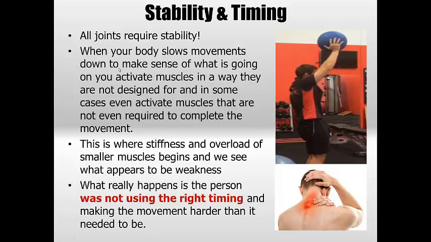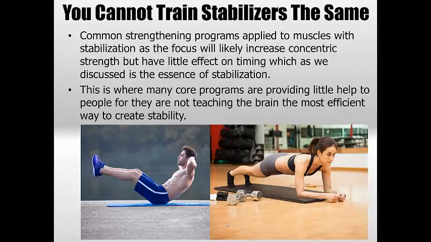And you can see why when you move too slowly in certain movements, you disrupt the timing, you create imbalance, and you'll always see tightness and weakness as the end result. All right, so what is really happening with this person is they're not using the right timing and they're making it harder than it needed to be. You cannot train the stabilizers the same. So trying to treat abdominal stabilizers like bicep curls is never a good idea.